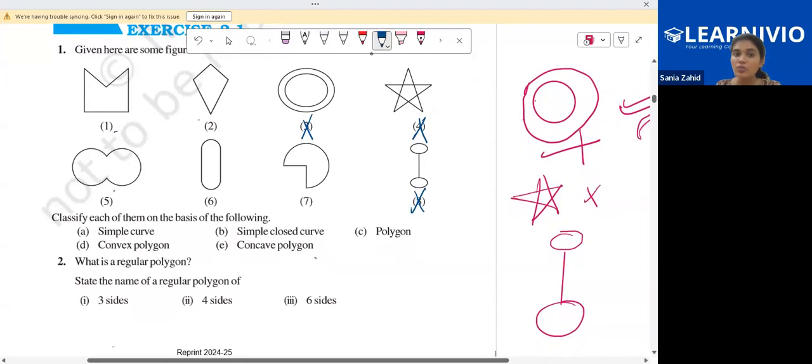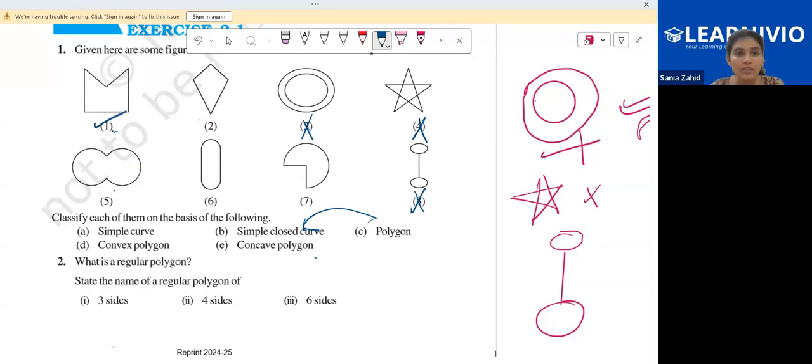Now, amongst 1, 2, 5, 6, and 7, how many are polygons? For a figure to be a polygon, it has to be a simple closed curve first. 1, 2, 5, 6, and 7 are simple closed curves, so out of these only you will have certain polygons. What was the definition of a polygon? It is formed with line segments, not curvy lines. It has to be straight line segments. So only 1 and 2 are polygons.